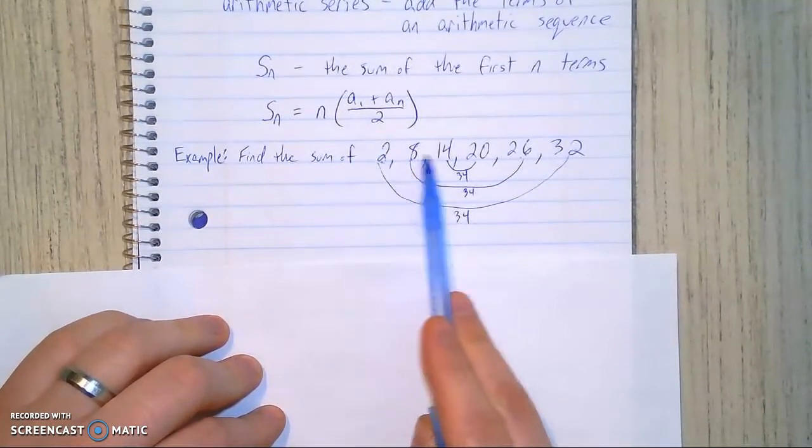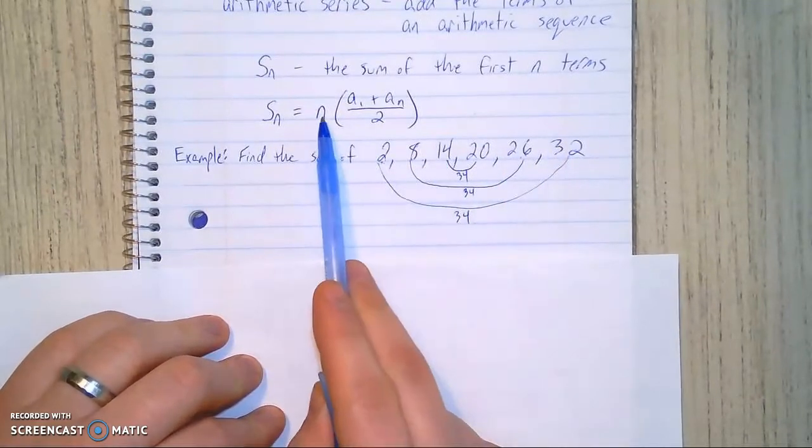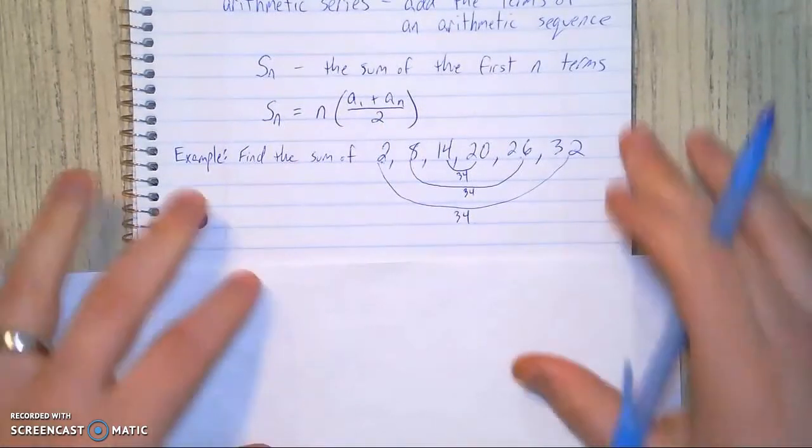It means all of these terms have an average of 17, and there are 1, 2, 3, 4, 5, 6 of them. 6 times 17 is how we're going to get our answer here. So let's go ahead and do that.